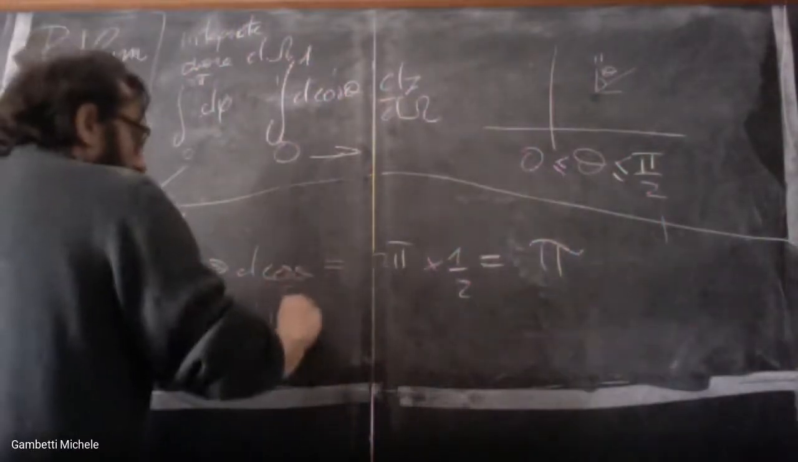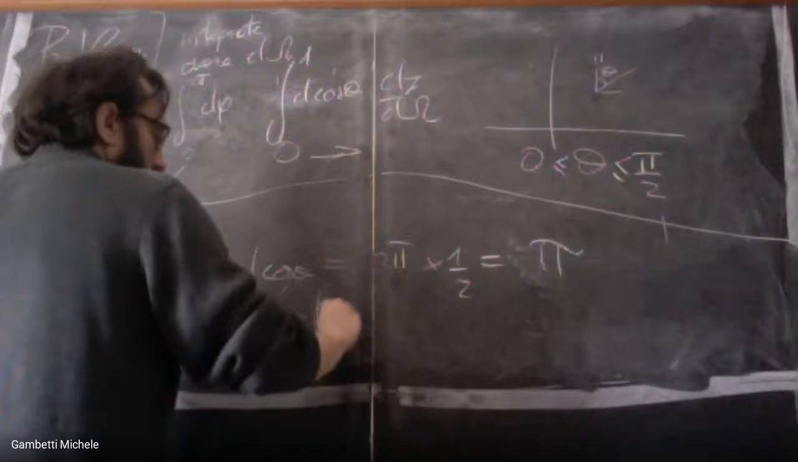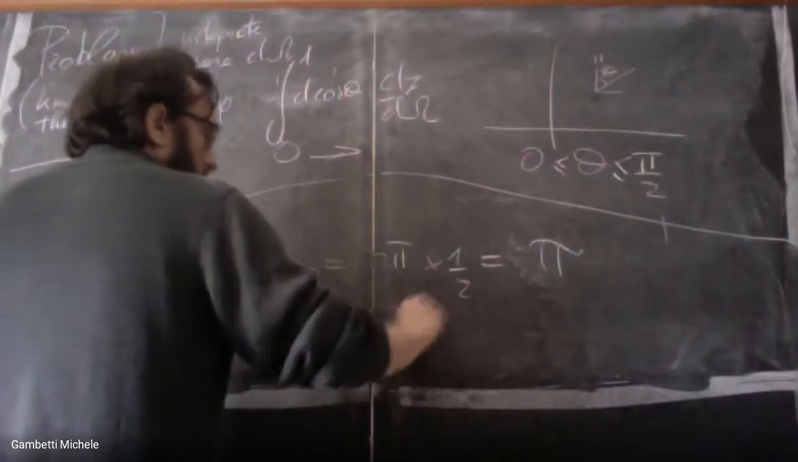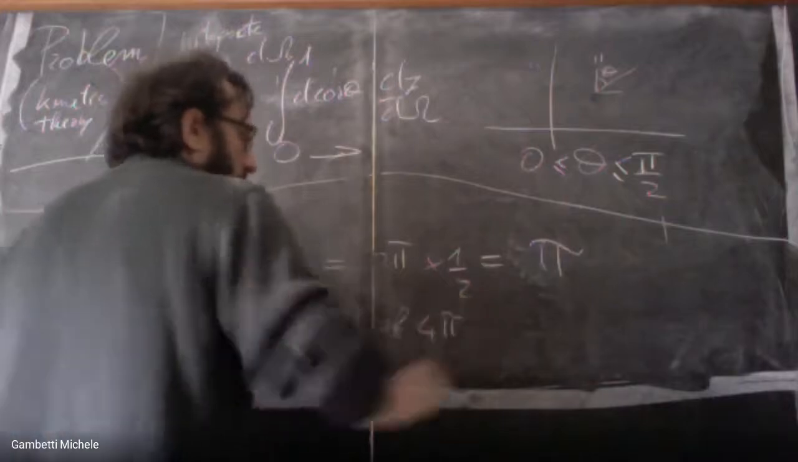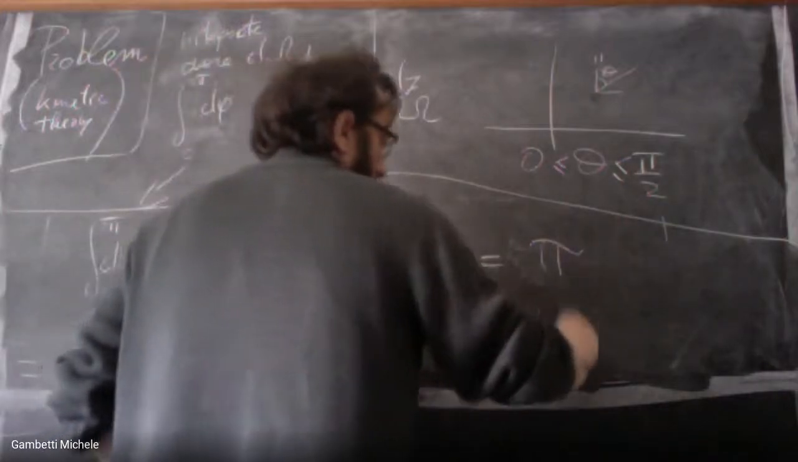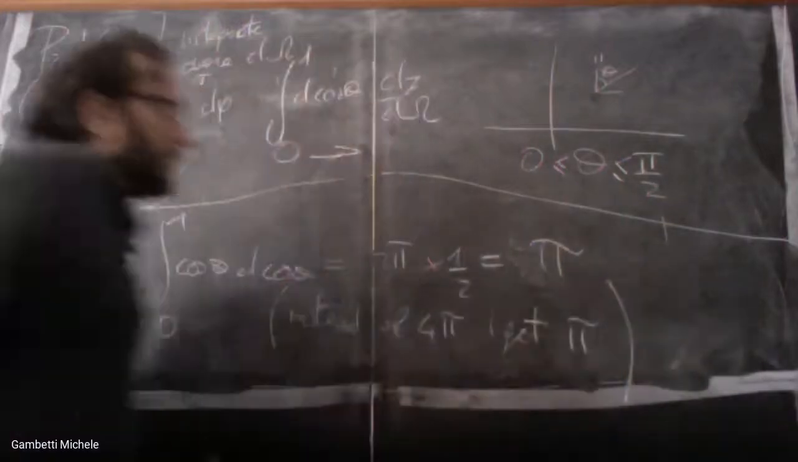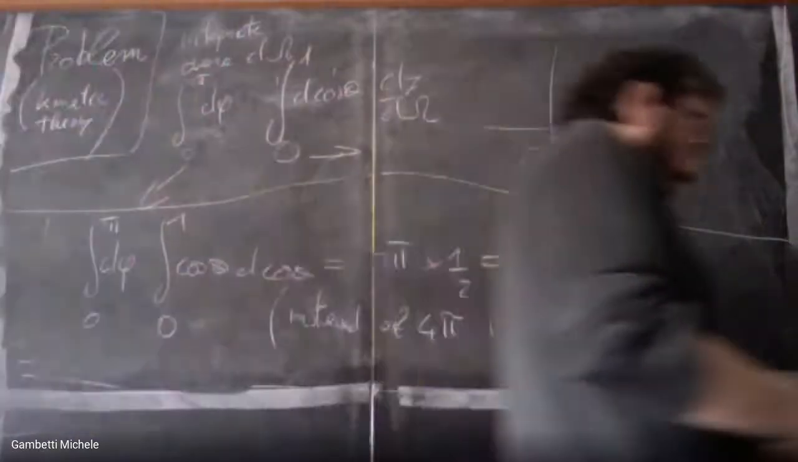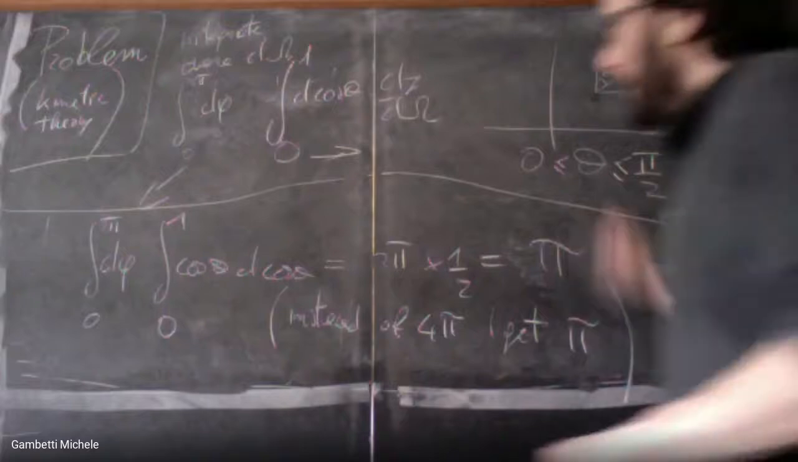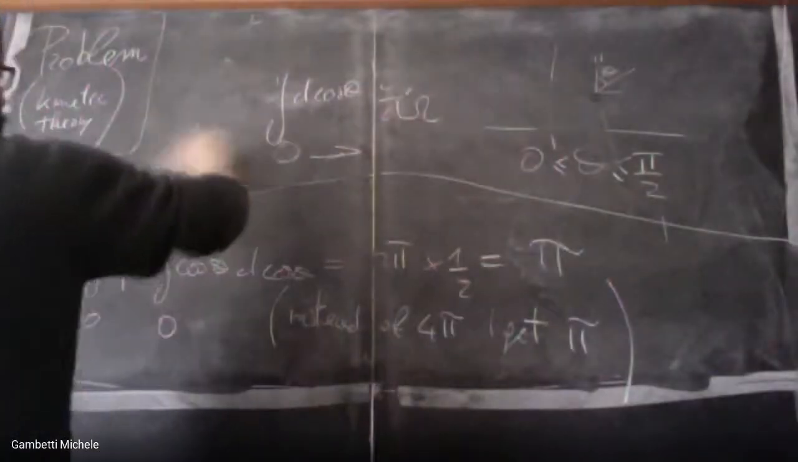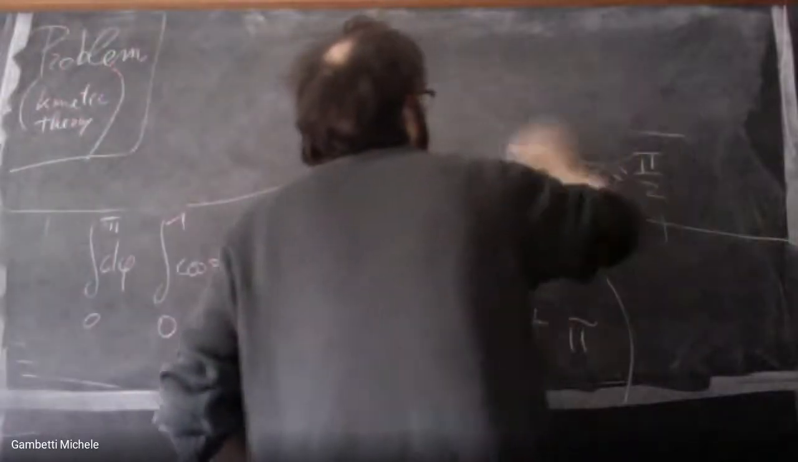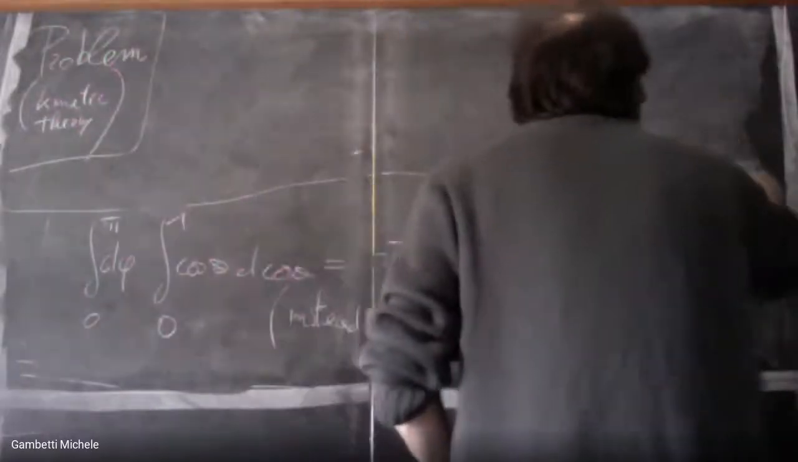So instead of 4 pi, I get just pi. Okay? At the end, this is the difference from the isotropic case. And of course, this is a flux, and therefore, with respect to the Maxwell-Boltzmann distribution, I have an additional factor of v.